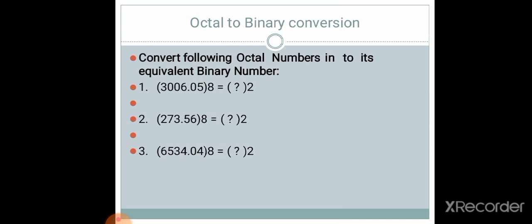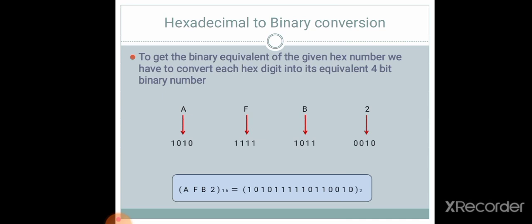So this is the exercise for octal to binary conversion. Then hexadecimal to binary conversion. What we have done, the AFB2 hexadecimal number is given. Each digit we are representing in 4-bit binary. So how to represent each digit into 4-bit binary? We have taken digit 2 and we have represented the 2 in 4-bit binary.